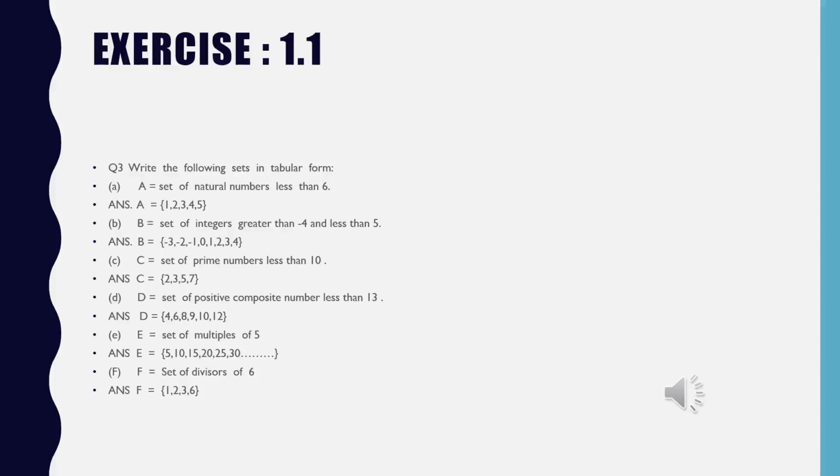Sixth part of this question you will do in the homework, that is F is equal to set of divisors of 6. Set of divisors of 6, I am telling you orally, I am not doing it on the blackboard. You have to do it yourself, but it is F is equal to curly bracket 1, 2, 3, 6 bracket close.